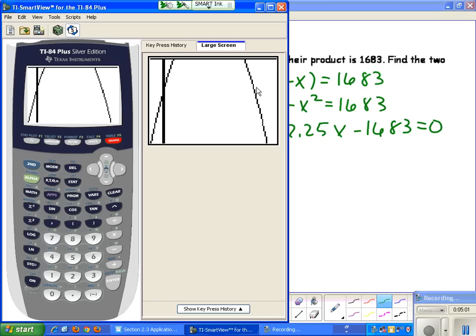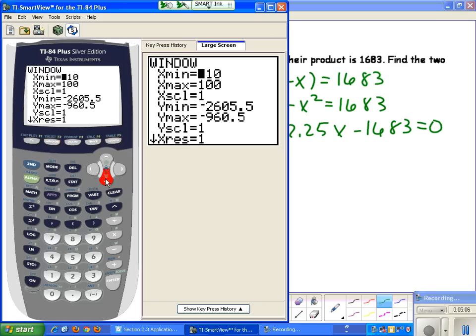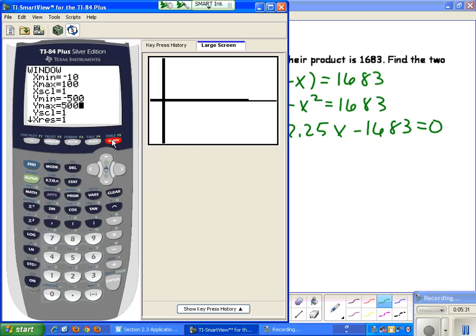And there's the other side of my parabola. Now, I don't need all this negative space that I have, so for my window, I'm going to set my x minimum at negative 500. Oops, sorry. Yes, we'll do negative 500 for the minimum, and for the maximum, let's do 500 as well. And hit graph. That gives me a better look, but it's still hard to see what's going on right there.